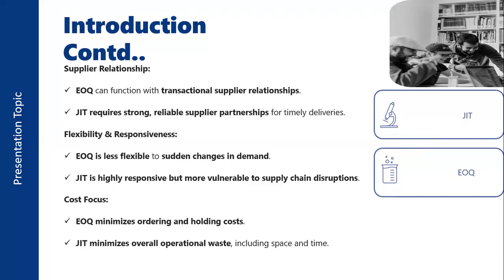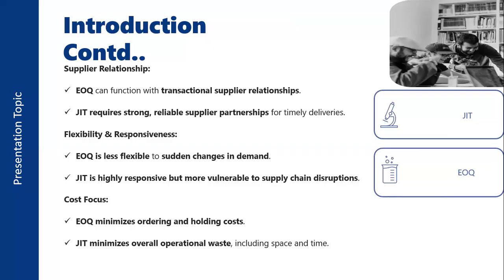Responsiveness and flexibility: if this is a parameter of difference, then we will find EOQ is less flexible when there is a sudden change in demand. Situations like war, pandemics, demonetisation in our country, and many other aspects disturb the movement of the market on a regular basis. There we find it is less flexible.